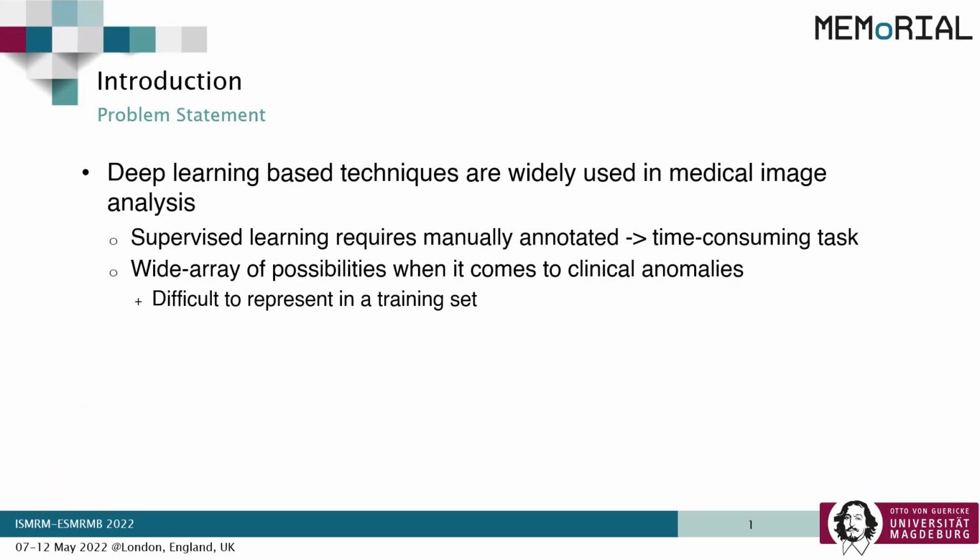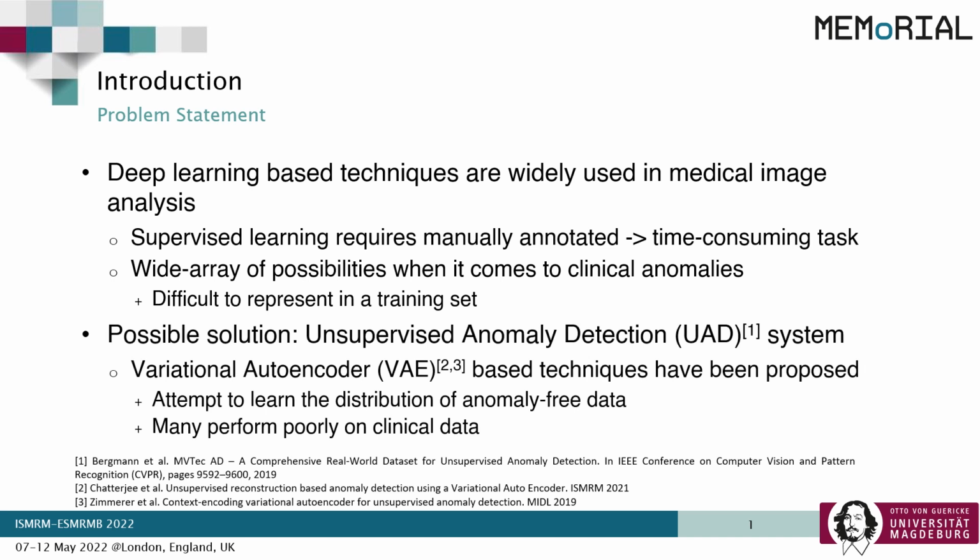Deep learning-based techniques are widely used in several research fields, including medical image analysis. Most of them use supervised learning, which requires a manually annotated training dataset. Creating such a dataset is really time-consuming. Moreover, it is also difficult to represent the vast array of possible anomalies for a given organ in a given training dataset. An unsupervised anomaly detection system can be a possible candidate to address these issues.